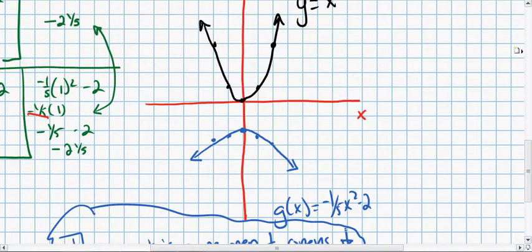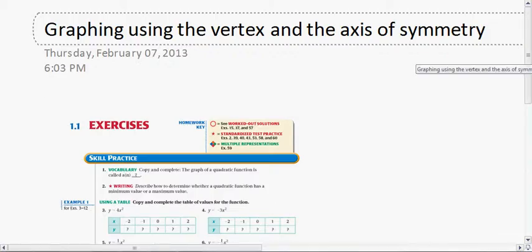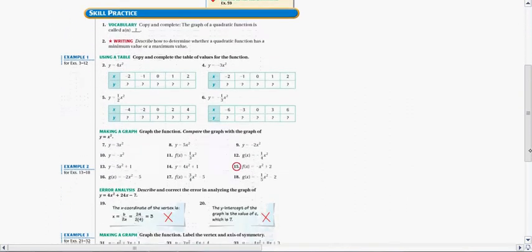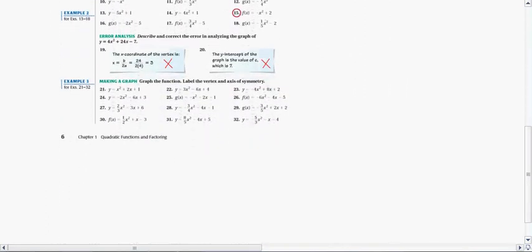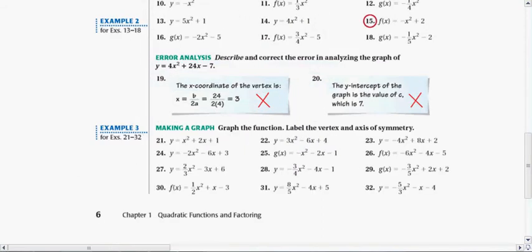The second part of your homework asks you to find the vertex and the axis of symmetry, which is another way to put the graph of a parabola onto a grid without having to plot quite so many points from a table. So let's take a look at that. Let me zoom in here a little bit so we can see the problems. So this is referring to problem number 25 and problem number 27. And the instructions say to graph the function, to label the vertex and the axis of symmetry.